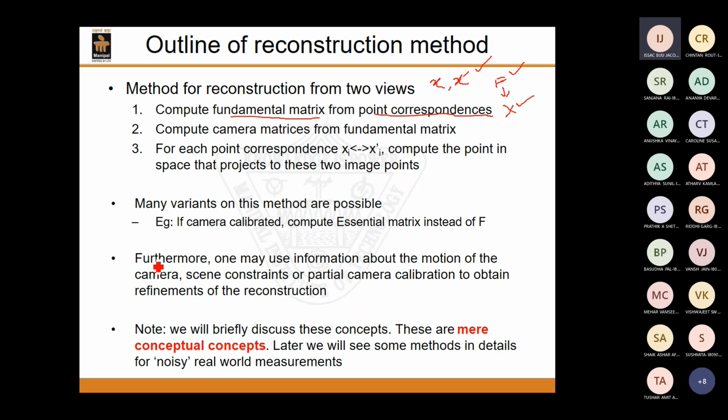And if the camera is calibrated, in the sense that you know the intrinsic parameters, you may or may not know the extrinsic parameters, but if you know the intrinsic parameters, then instead of finding the fundamental matrix, you just need to find the essential matrix alone.